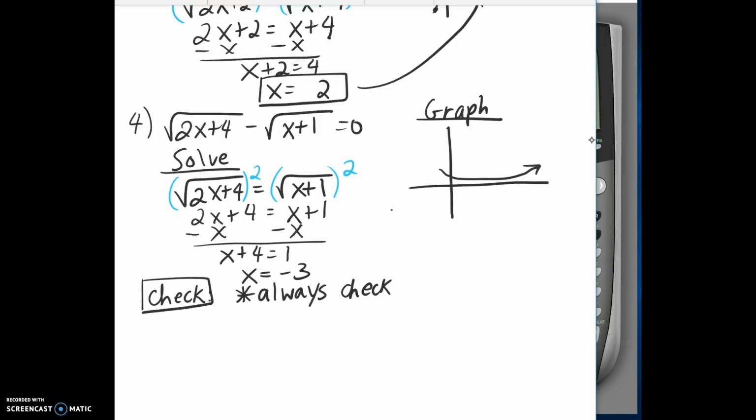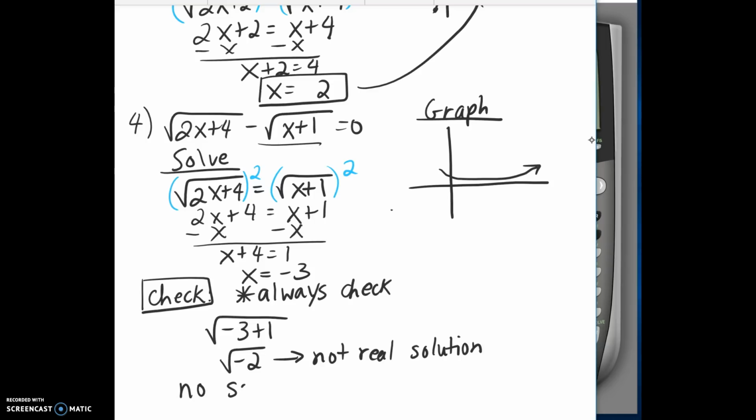So if I plug in the negative 3, and I'll plug it into the easier side, but you can plug it into both sides. If I plug in the negative 3 into the square root of x plus 1, I get the square root of negative 2, which is not a real solution. So for this, I'm going to put no solution. When we start to talk about something called an imaginary number, adding the word real in there is also important. So there's no real solution to this equation, and it doesn't cross the x-axis, so that's a good way to check it.